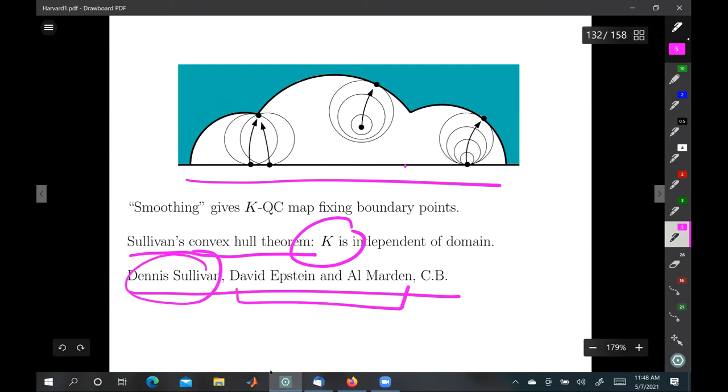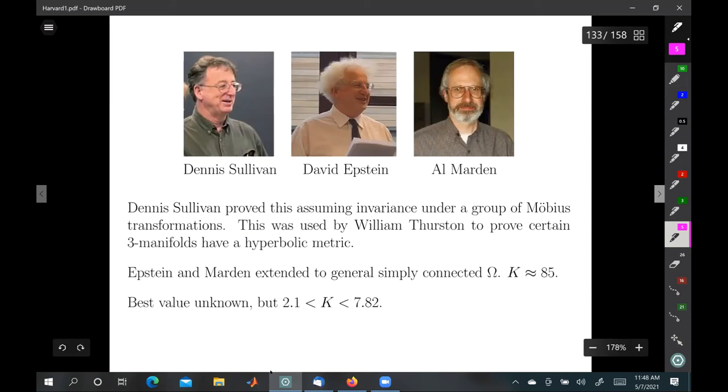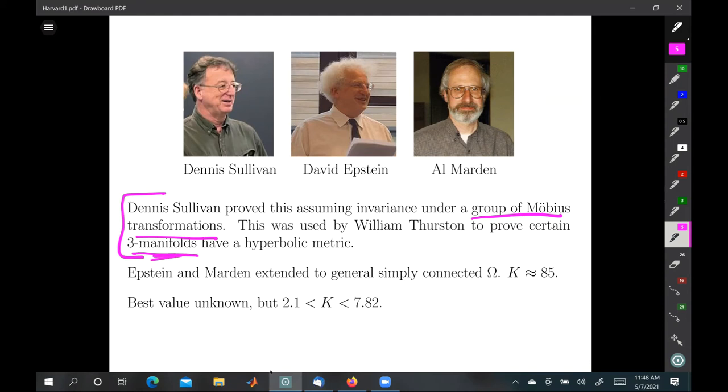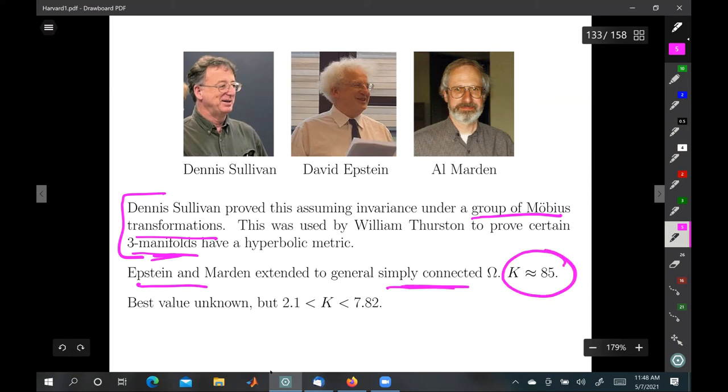David Epstein and Al Marden did it in greater generality. I basically proved the best constants known until recently. Some people have improved my work. As I said, Dennis had done this in the special case, assuming there's some invariance under a group of Möbius transformations. This has to do with three manifold theory. So this picture arose when we're studying the universal coverings of hyperbolic three manifolds. And Epstein and Marden extended it to general simply connected domains with a constant of around 85. And I was able to bring this under 8.